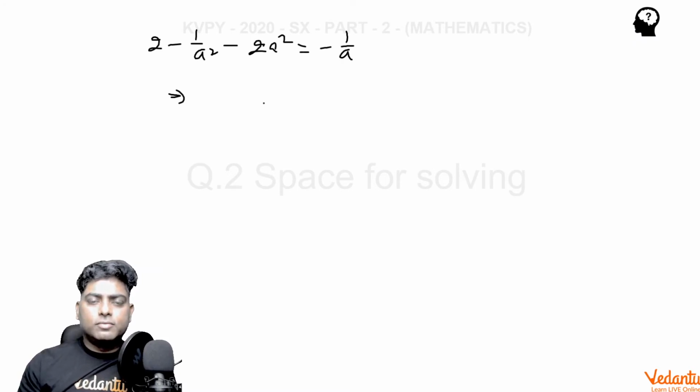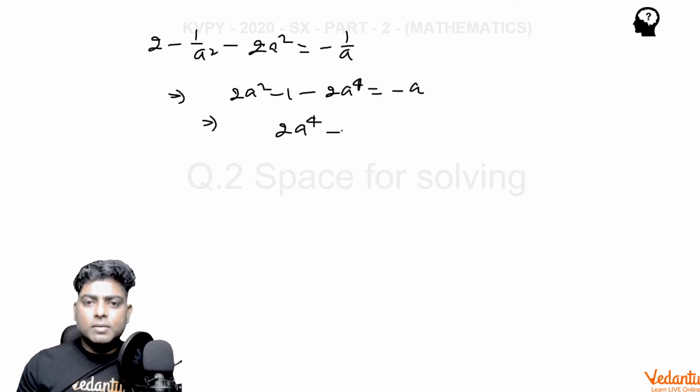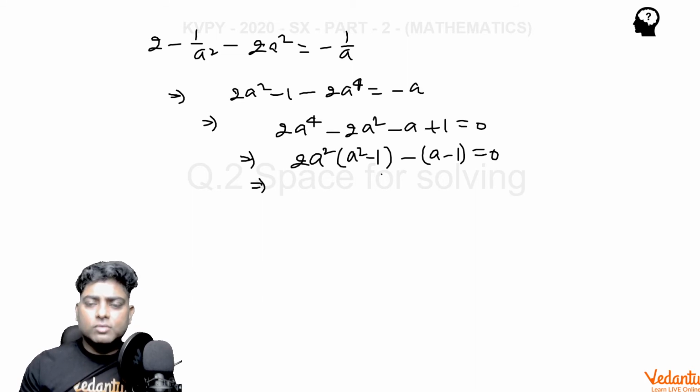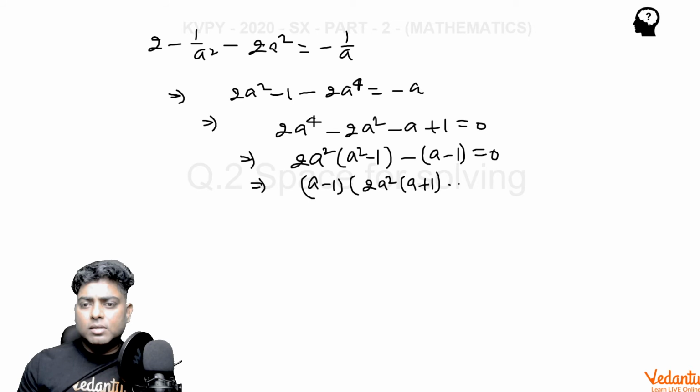So if you multiply throughout by a square, you will get 2a square minus 1 minus 2a raised to power 4 is equal to minus a. Collecting the terms on one side, 2a raised to power 4 minus 2a square minus a plus 1 equal to 0. Clearly, if you take 2a square common from here, you get a square minus 1, and minus common, then a minus 1 here. a equal to 1 is one of the roots. Sum of coefficients was also 0. So a minus 1 into 2a square into a plus 1 minus 1 equal to 0.